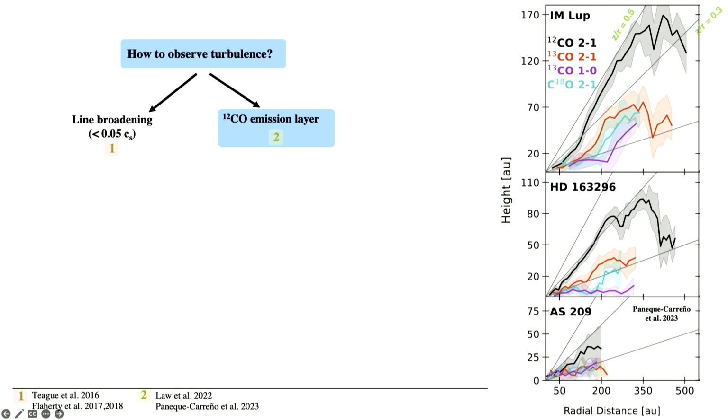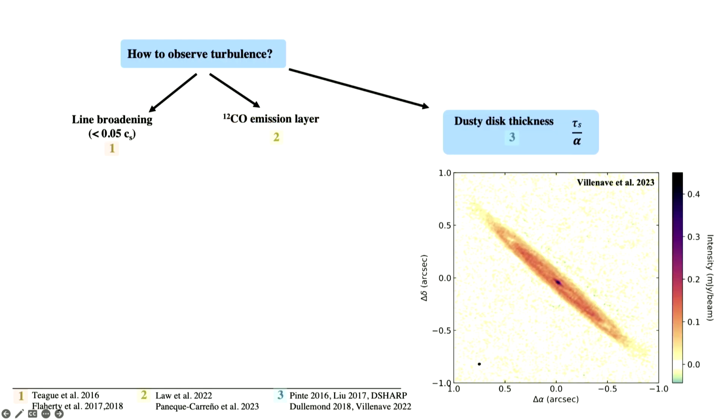But there are other ways to probe the turbulence. A very famous one was looking at edge-on disks. Here is a paper by Marion Villeneuve. Here you see this beautiful, very thin, dusty disk layer. What is important to mention is that they are probing the Stokes number over alpha ratio, right? Because they don't know exactly the size, so they are sensitive to this ratio.